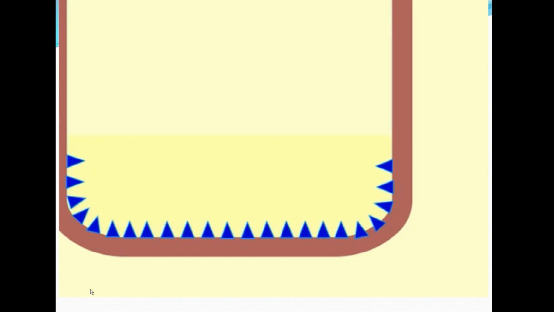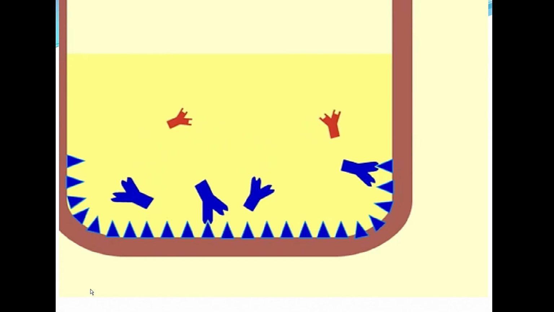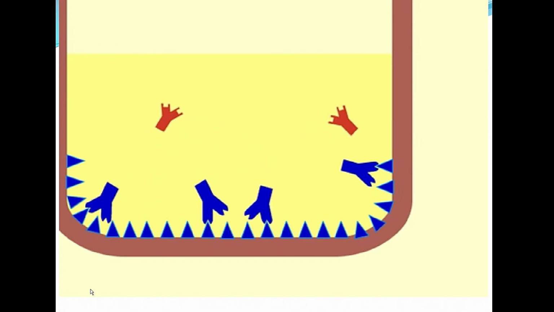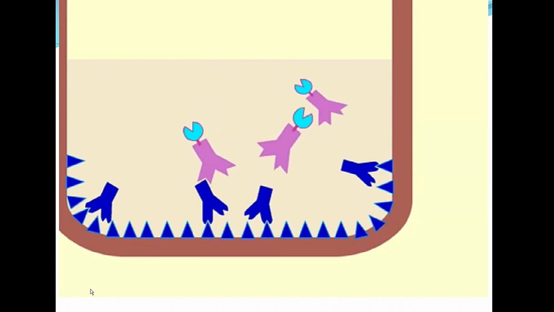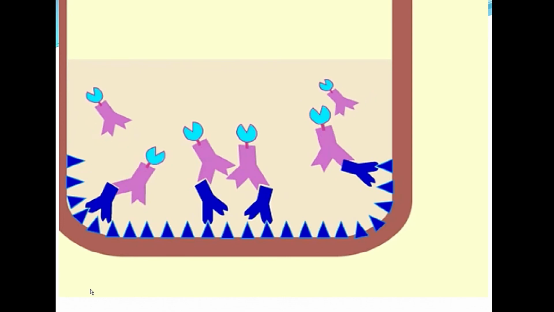To begin testing, the wells are filled with dilutions of the patient's serum. If antibodies against the antigen are present, they will bind to the antigen fixed to the bottom of the wells. But only antigen-specific antibodies will bind to the wells. The wells are then washed out to remove all unbound antibodies. Next, a solution of an animal antibody against human antibodies is added. This second antibody is covalently conjugated to an enzyme. The wells are washed again, this time to remove any unbound enzyme-conjugated antibody.